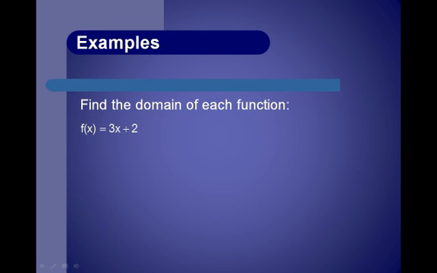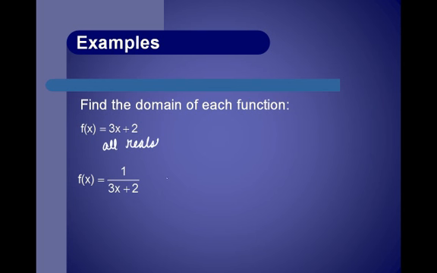Well, one way would be to look at the graph and then pick the domain from there. The other thing to look at is if there are no fractions and no square roots, then the domain is going to be all real numbers. Now we have a fraction, f of x equals 1 over 3x plus 2, and we have to be concerned that the denominator is not 0.